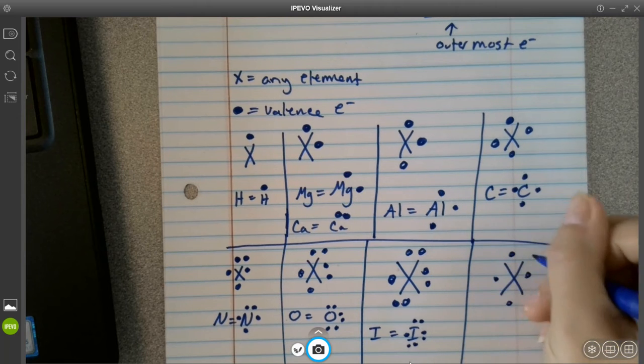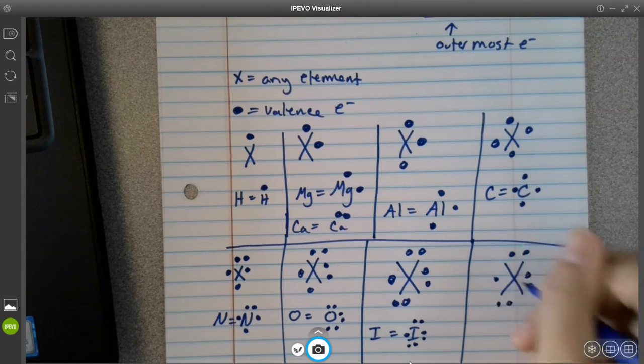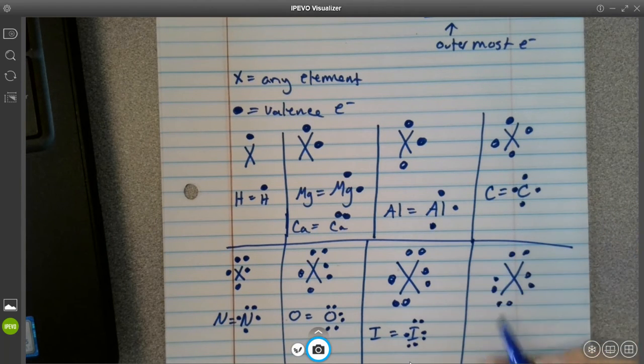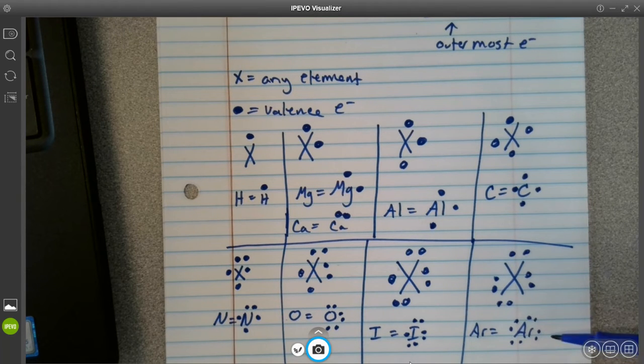And last but not least, our noble gases. You will have a total of 8. So let's look at argon, Ar. 7, 8. So I have a total of 8 valence electrons. So I have placed 8 dots around my atomic symbol. So this is what your Lewis dot diagrams look like.